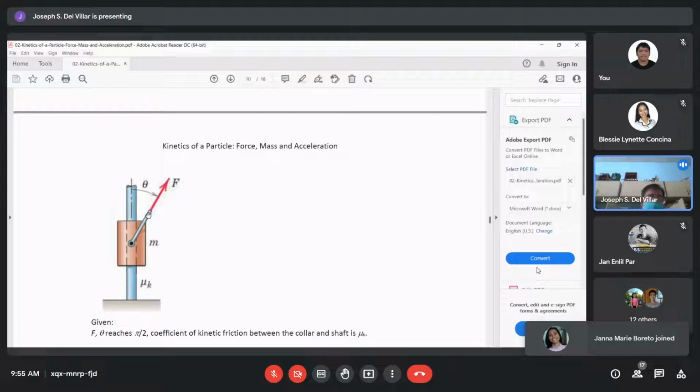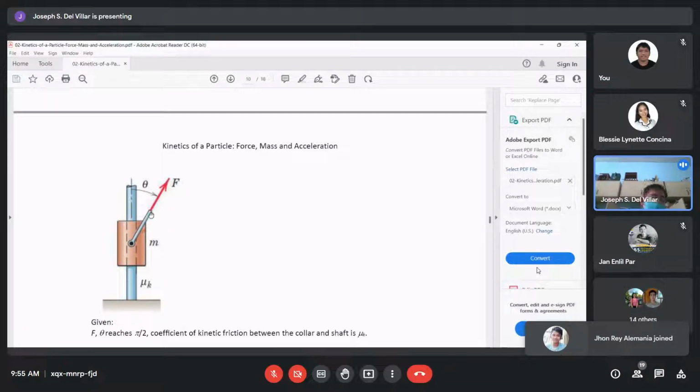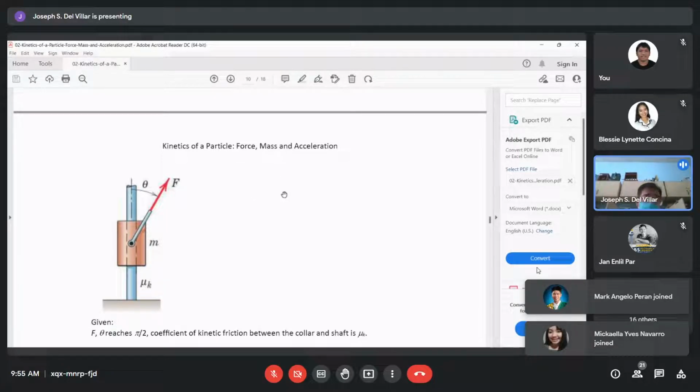So that means to say this force is pulling the collar up. Okay? And the magnitude of the force is constant except that its angle with respect to the shaft is varying. So the angle keeps changing.